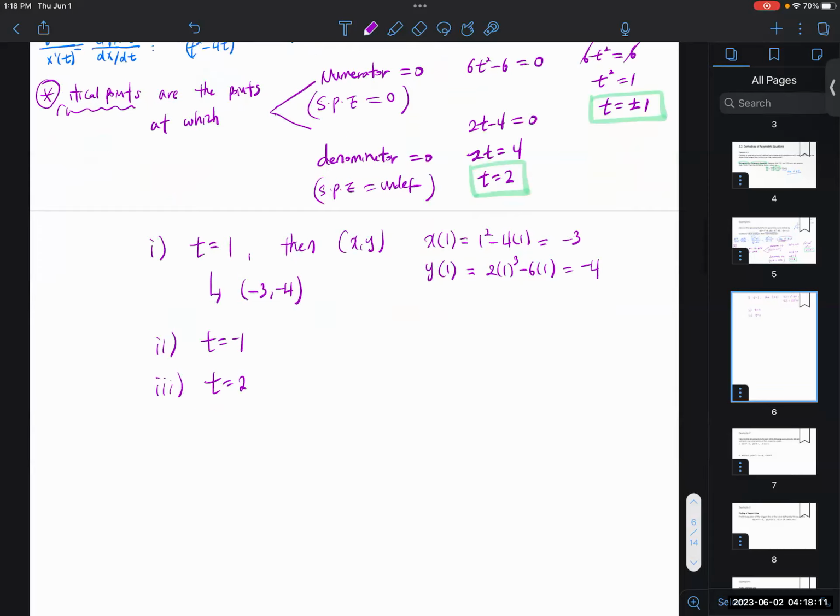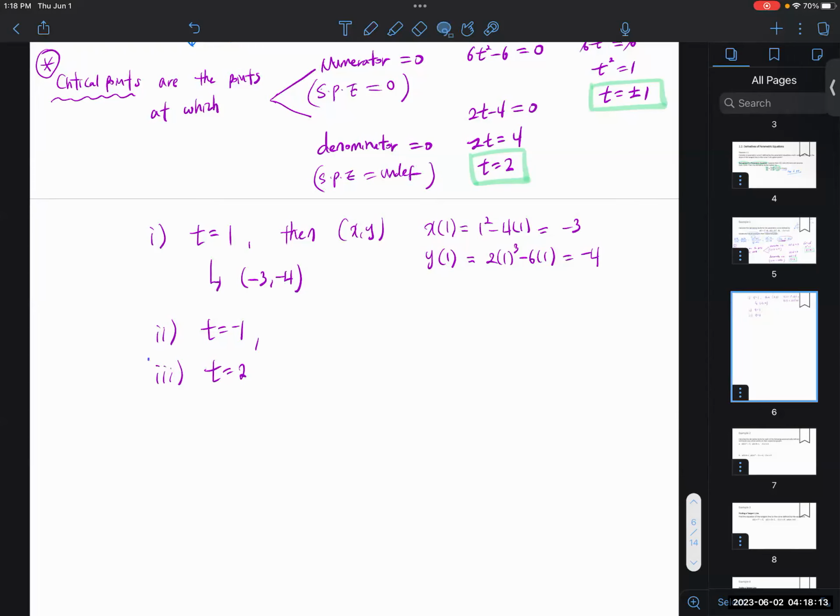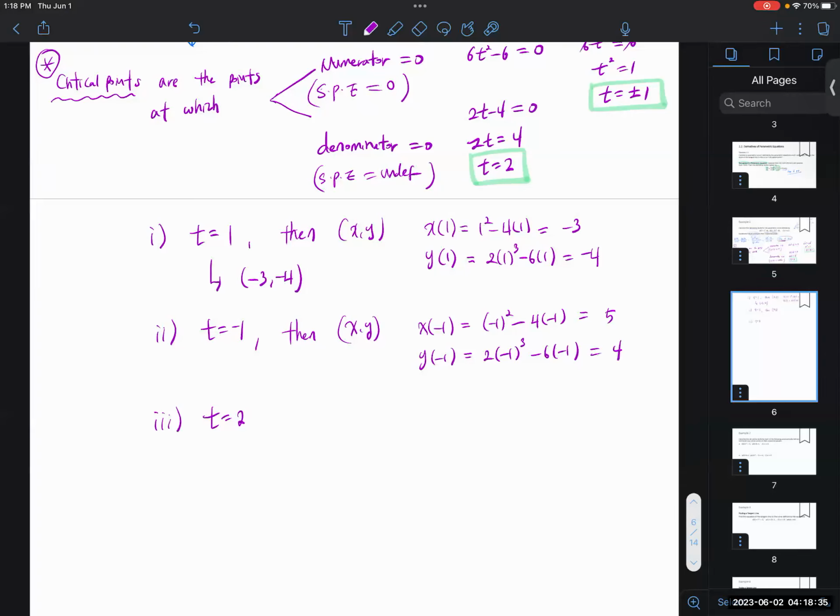Hold up there. Same thing for the next one. x comma y, you're going to plug in negative 1. Negative 1 squared, minus 4 times negative 1, and 2 times negative 1 to the third, minus 6 times negative 1. So you should get 5, and you should get 4. Okay, we're good. And here is 5 comma 4.